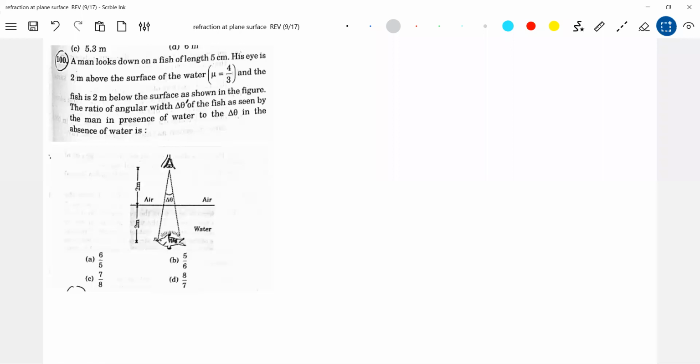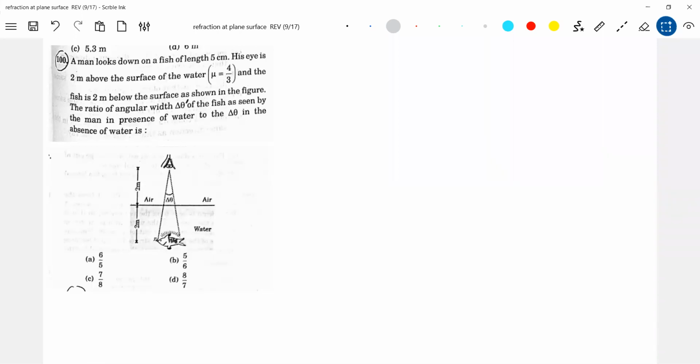What does it mean? See, the rays emitted by the edge. So you look at the dotted line. They'll undergo refraction. And what will happen to the length of the fish? It will increase. So definitely the angular width has to change.